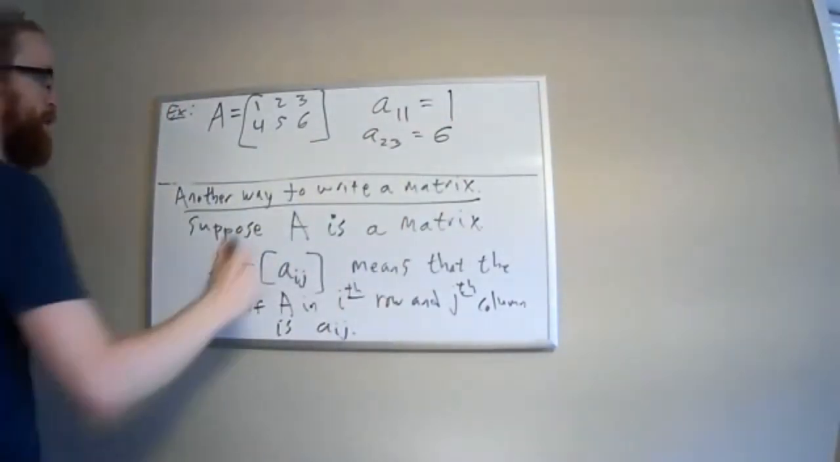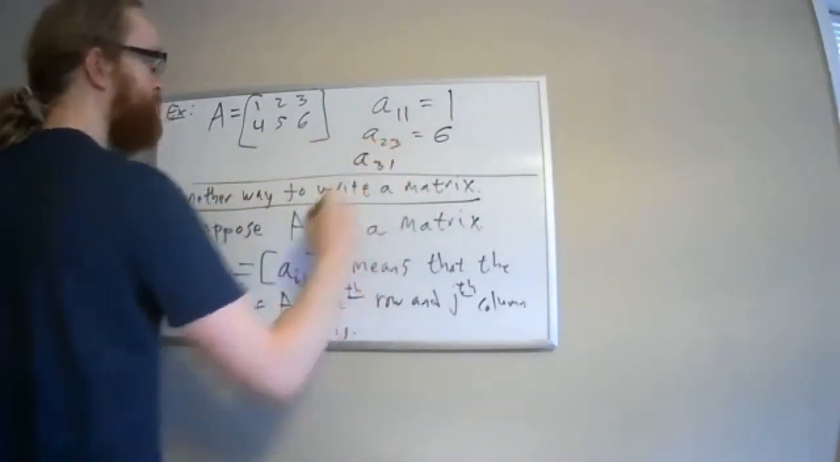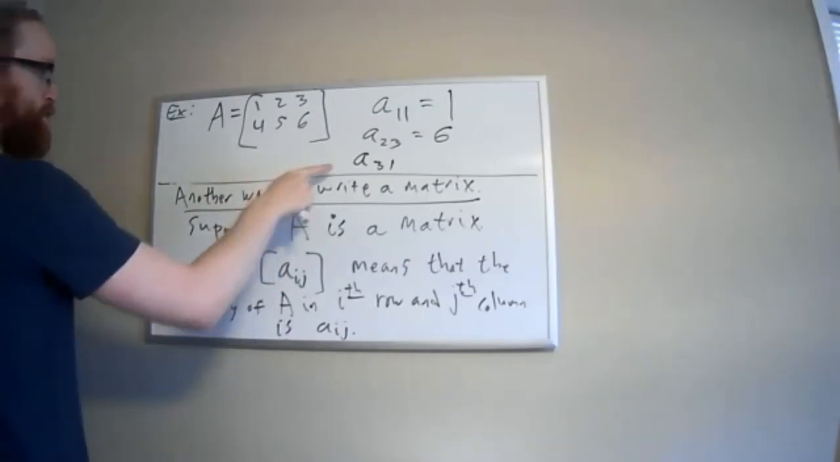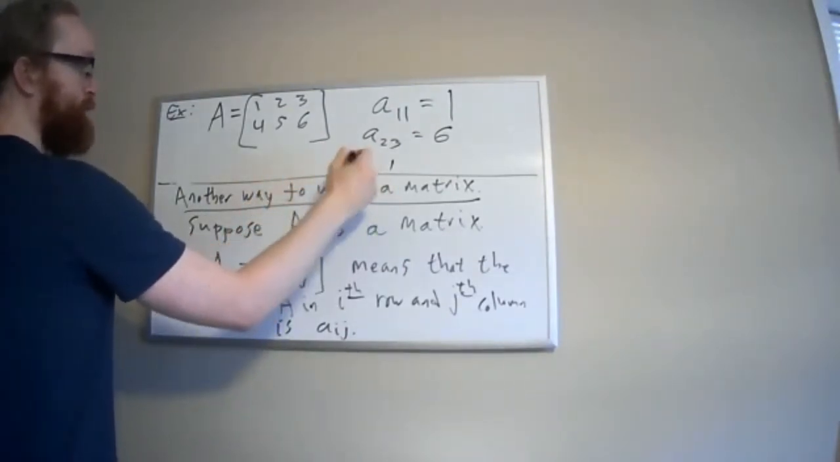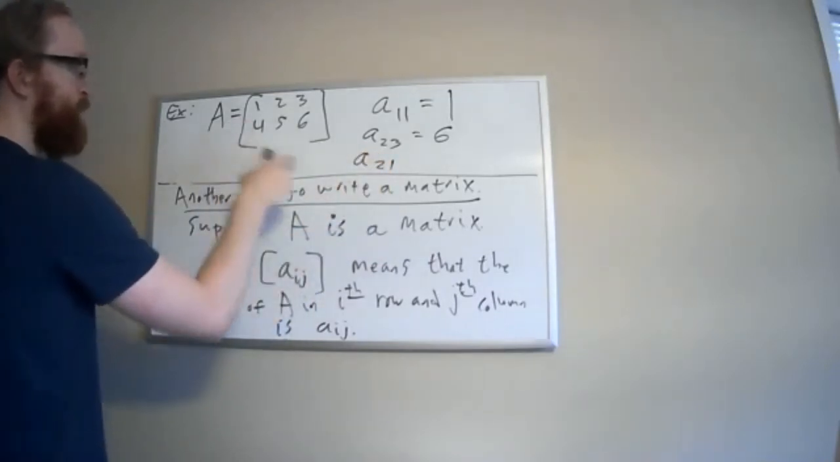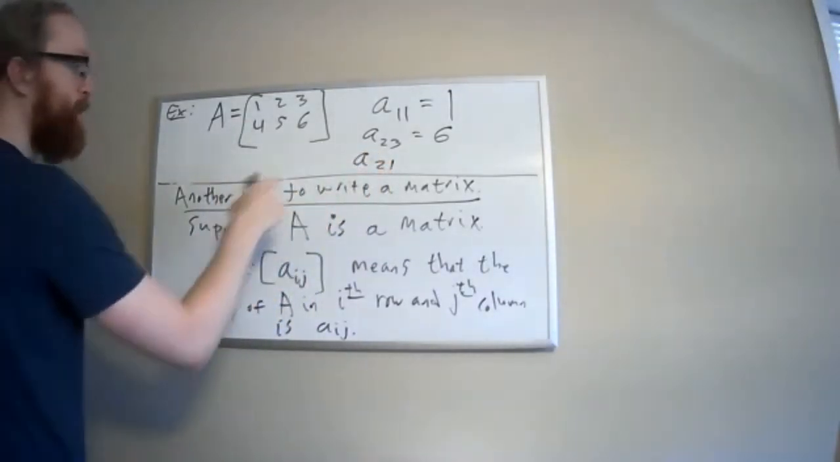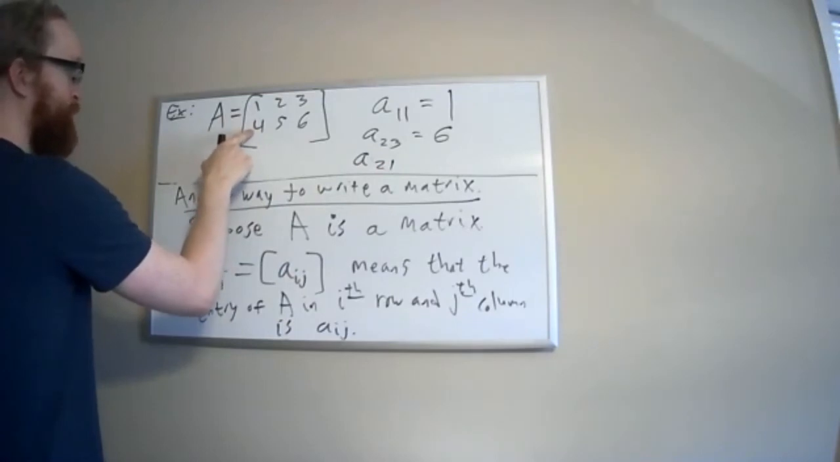Maybe I'll do one more. How about A31? This would tell me to go to third. Oh, no, sorry. That won't make sense in this matrix because the first thing is a row. I only have 2 rows. So how about A21? Now it'll make sense. I'll go to the second row and the first column. That's 4.